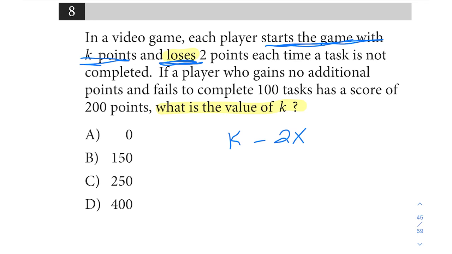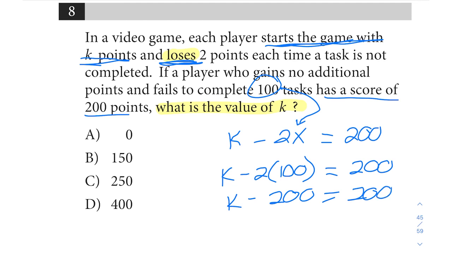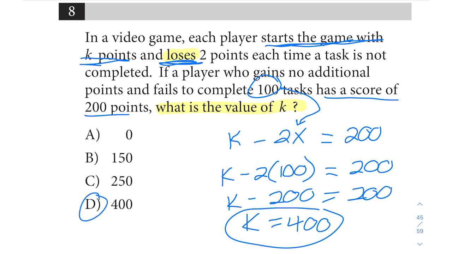So let's see. Player who gains no additional points and fails to complete 100 tasks. So they're basically telling us here that we're going to plug in 100 in place of x, and the resulting score would be 200. They have a score of 200. So to solve for K, we're going to do K minus 2 times 100 equals 200, and we're going to add that 200 to the other side, and you'll end up with K equals 400, which is answer choice D.